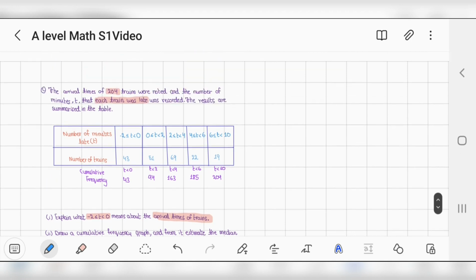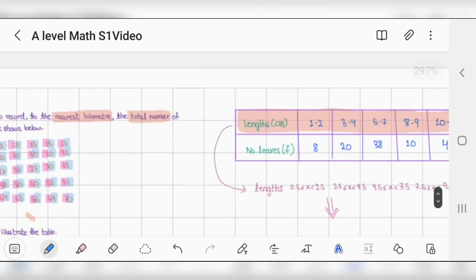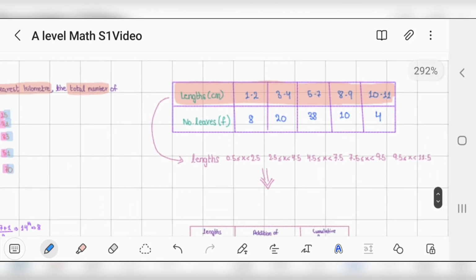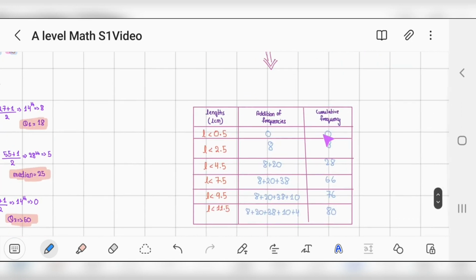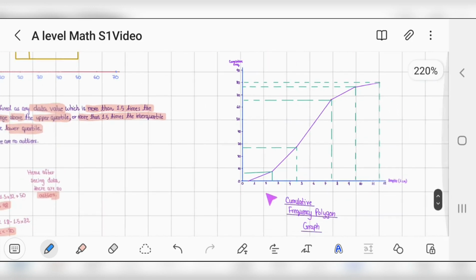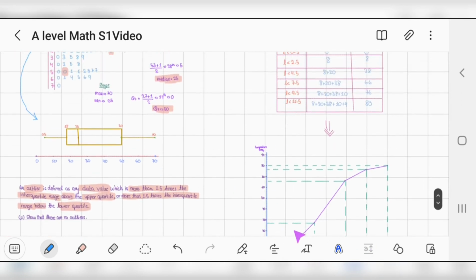Whenever you are asked to draw a cumulative frequency graph, number one, if you have been given this kind of class interval, you're going to convert it to this. Then you're going to convert this to this. It says less than 0.5, then less than 2.5, then less than 4.5, then less than 7.5, then less than 9.5, then less than 11.5. You make it like this, and you need to have the cumulative frequency, and only then can you make a graph. So this is the cumulative frequency, and these are the class intervals.